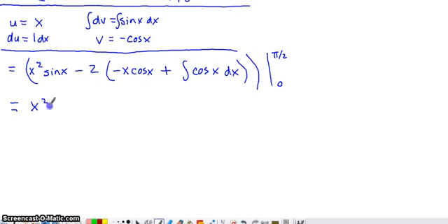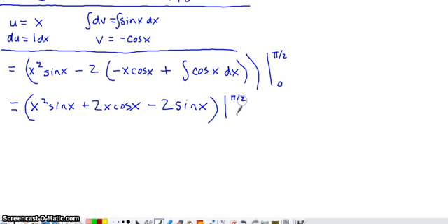So x squared sine of x plus, so I'm distributing at this point, plus 2x cosine of x, right? Negative times negative gives me a positive there. And then I'm going to distribute this negative 2 into this piece as well. So minus 2 times the integral of cosine of x. Well, the integral of cosine of x is sine of x. We don't have to worry about a plus c. We're using the fundamental theorem of calculus here to evaluate a definite integral. So we're going to toss in this limit of integration, then toss in this one, take a difference, and have our answer.